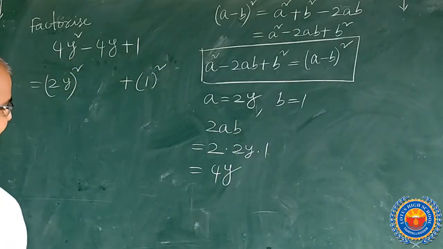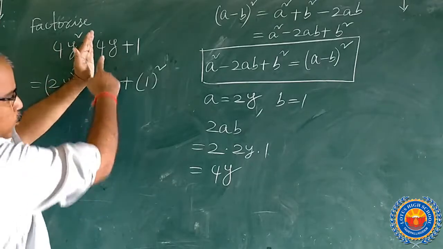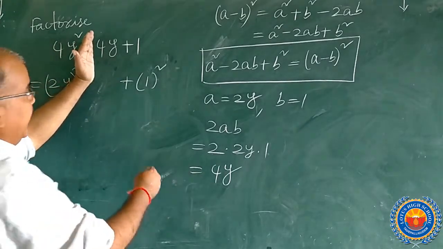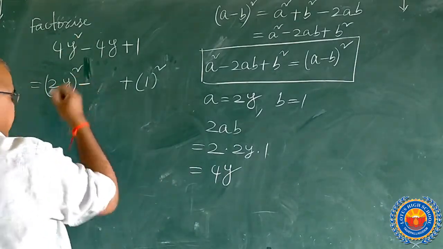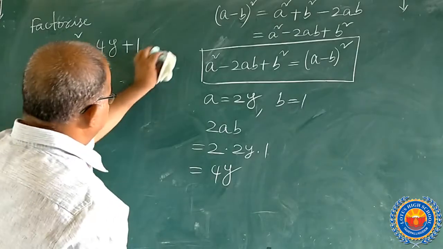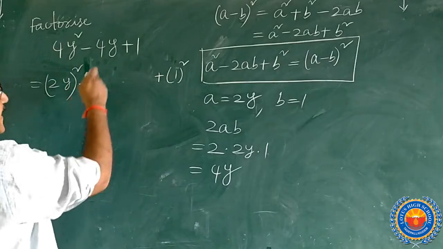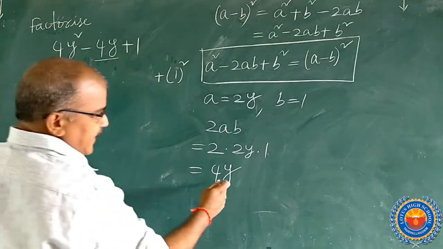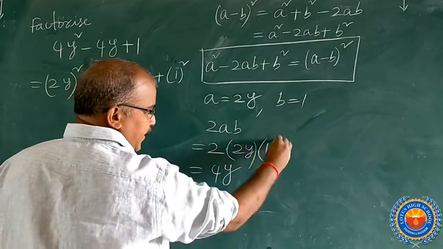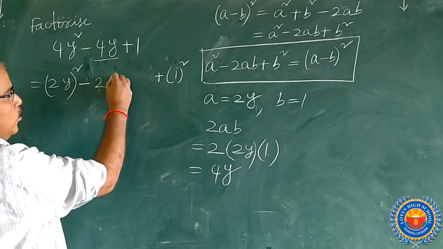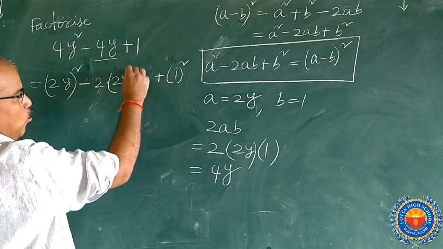Yes, 4y. Forget about the minus; here 4y, and the minus you write as it is. This 4y I can write as 2 into 2y into 1.